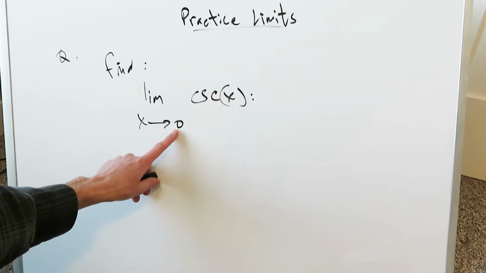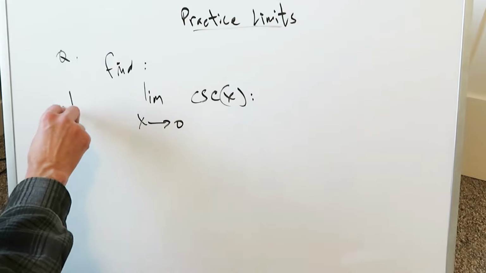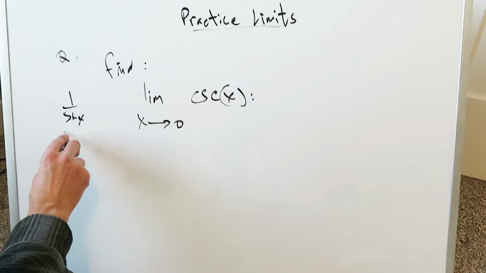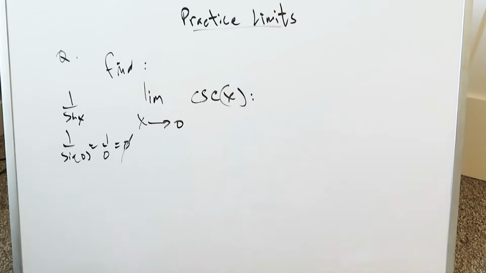Limit as x approaches 0, we have cosecant x. How do we evaluate this? You know cosecant x is 1 over sine x. If you do 1 over sine of 0, you're doing 1 over 0, that's undefined. So you know you're getting an undefined, but we have to do a little bit more than this.